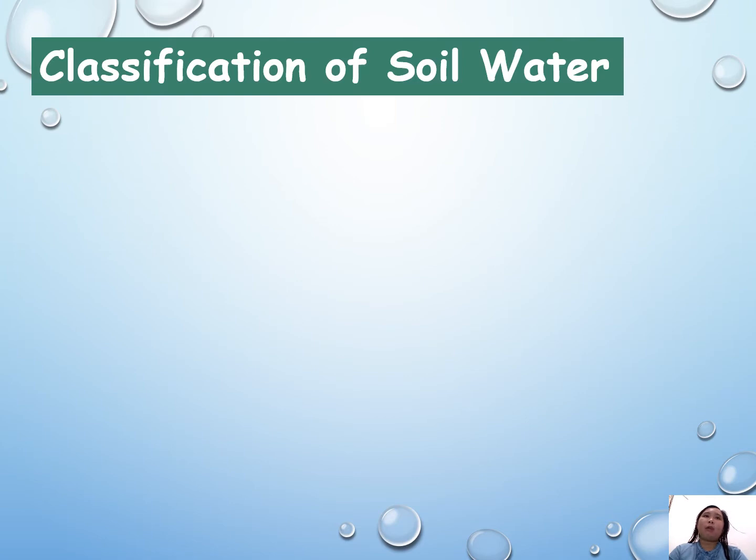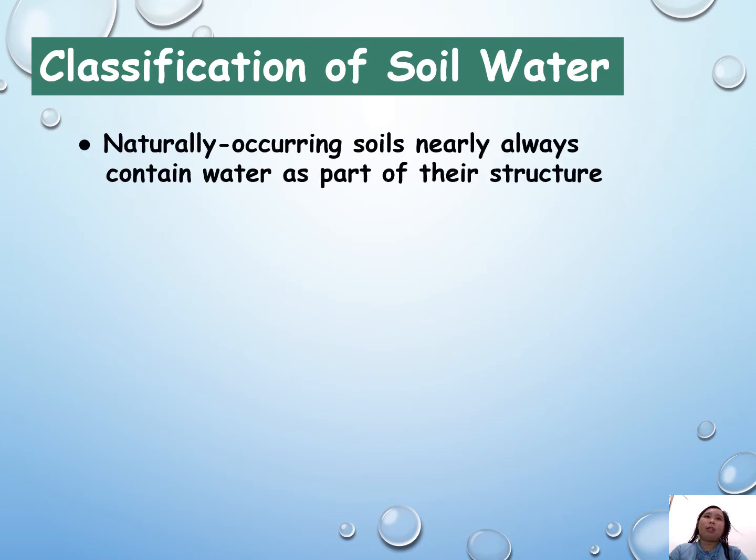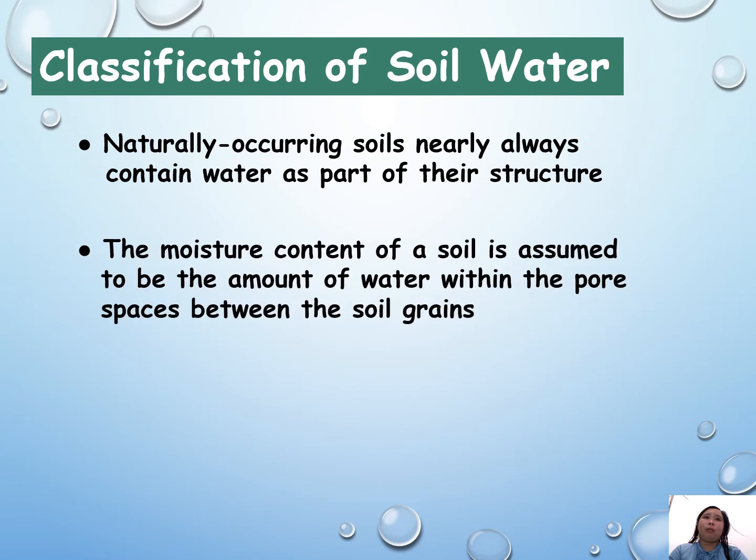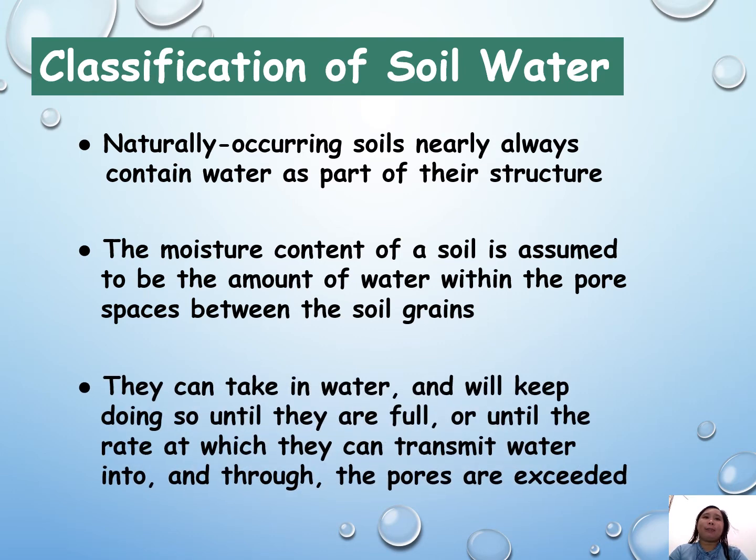Now let's talk about the different classifications of soil water. Naturally occurring soils nearly always contain water as part of their structure. The moisture content of a soil is assumed to be the amount of water within the pore spaces between the soil grains. They can take in water and will keep doing so until they are full, or until the rate at which they can transmit water into and through the pores is exceeded.